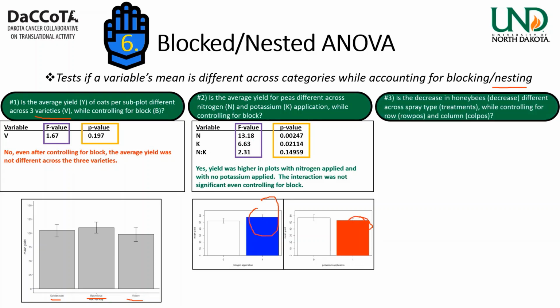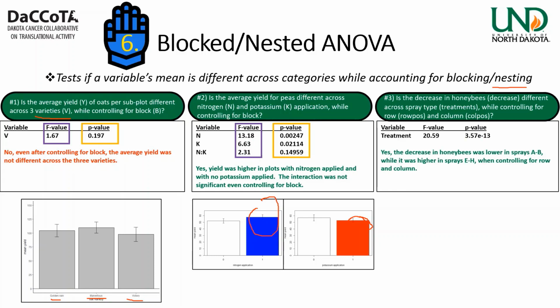So let's continue on. Another plot here is, is the decrease in honeybees different across spray type while controlling for row and column? So you can control for more than one thing. So we have 2 different blocks. We're blocking by row and by column. And so treatment, that was highly significant.